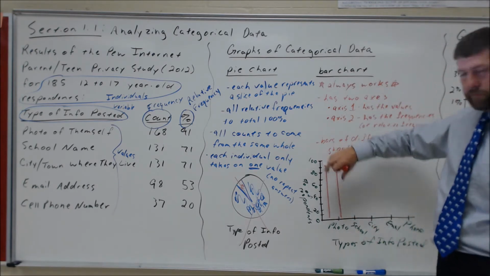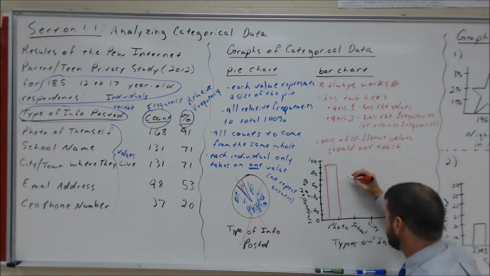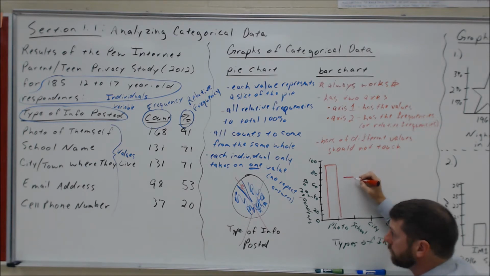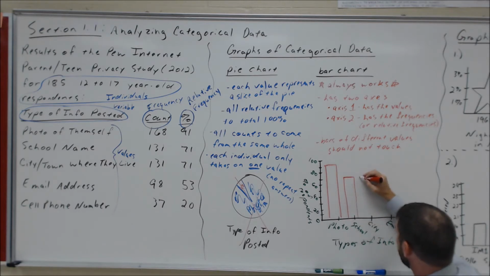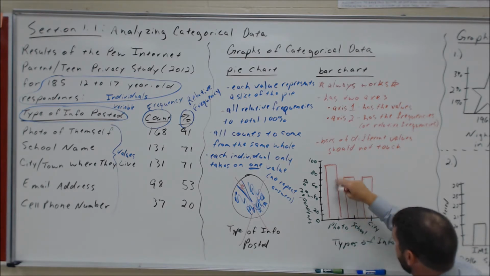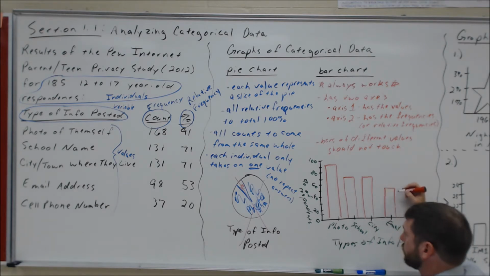Just gives me a little more uniform type of bar when I do it that way. Then we had 71% for school name. Okay, so I'm going to go top of the bar. City was also 71%. Notice how these are different values, so they're not touching each other. Email was 53%. And phone number was 20%.